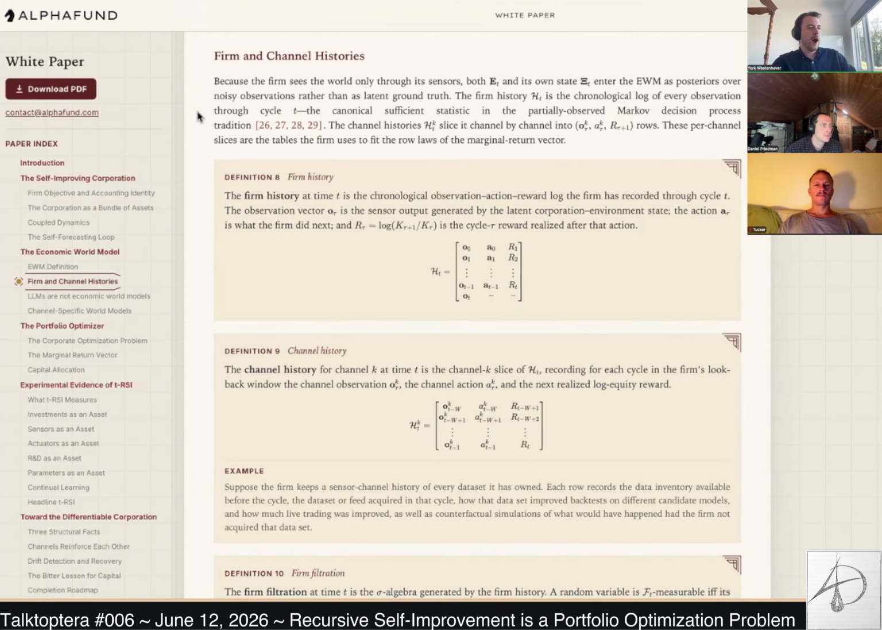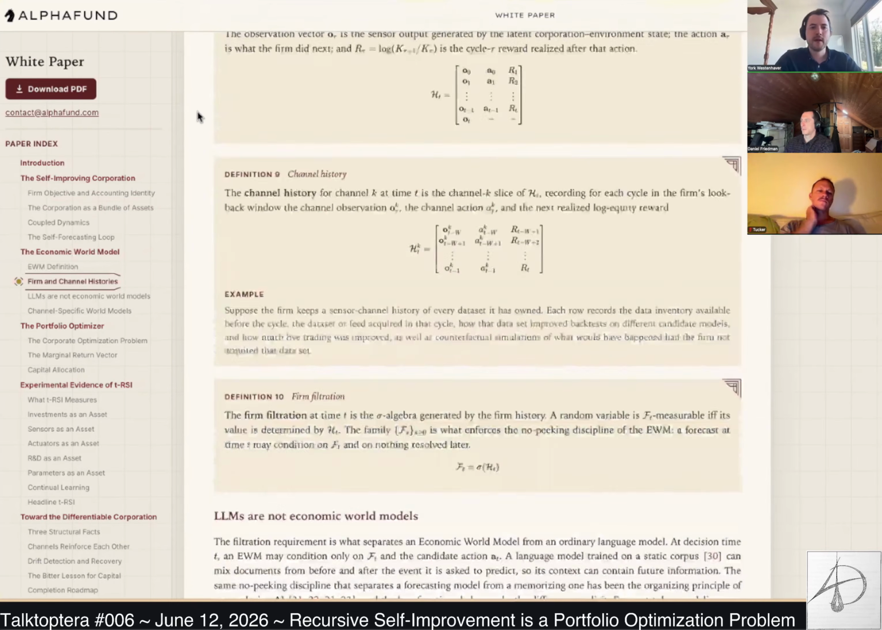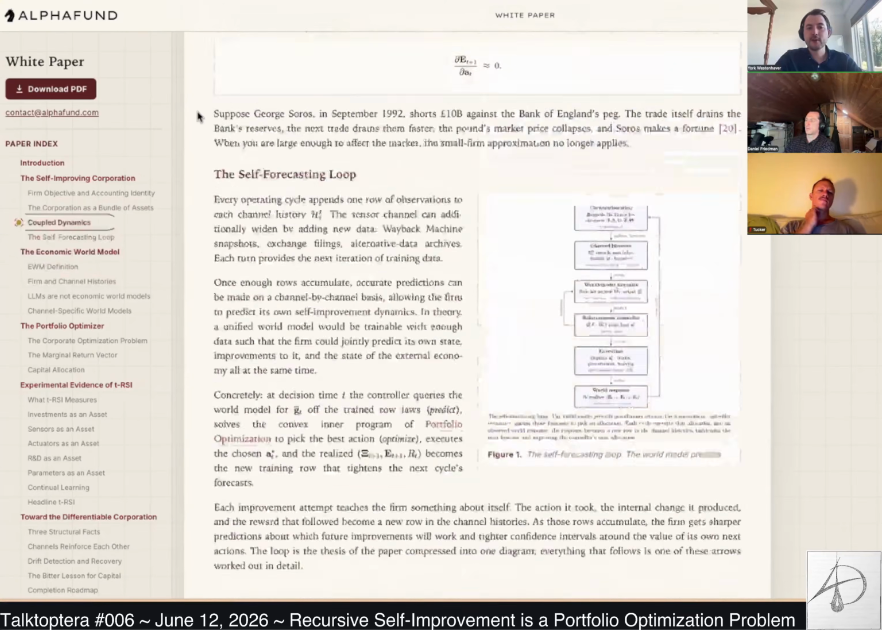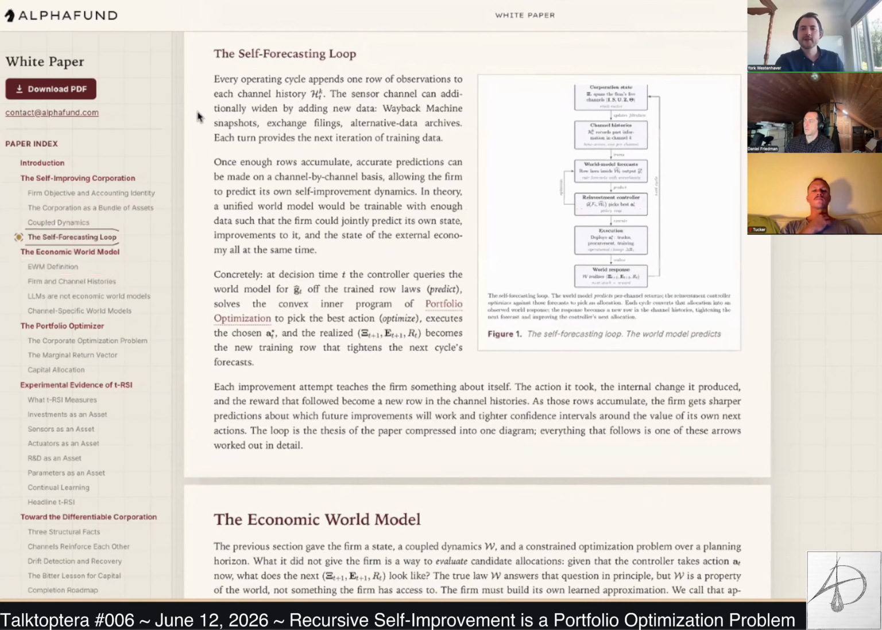You can acquire data about the environment. Usually you can just buy data from an API or something. But over time, the firm is going to collect more and more history. And what that eventually will allow you to do is to start to forecast the effects that your decisions will have on the corporation. It'll allow you to do this sort of self-forecasting loop where you can predict what the marginal experiment or the marginal improvement in data will do to your reward.